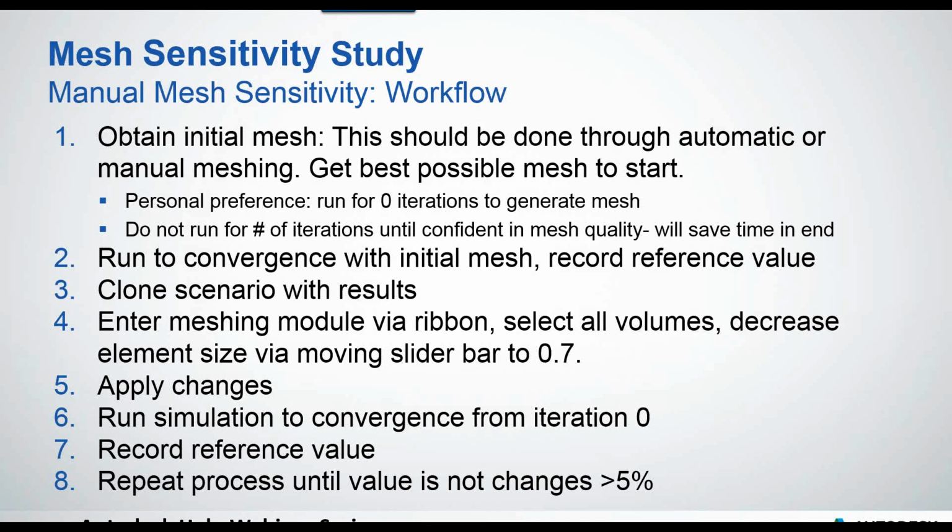So when you have a mesh that you think is good, run until convergence, the initial one, and record your reference values. What I was doing was looking at average pressure across the cut plane. Basically, you clone it, you go into meshing again, grab all the volumes, use the slider bar to go down to 0.7, which is a 30% denser mesh, apply changes, and then you run from 0. Don't run from the last set of results or anything. You want a fresh start from 0. And then record those values and basically repeat until you're happy and know what you're looking at is good.